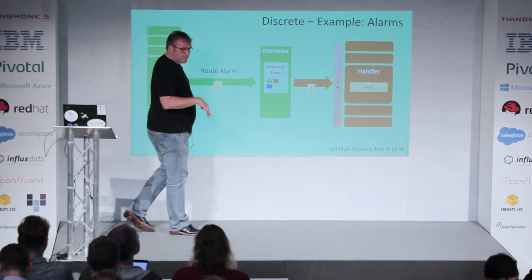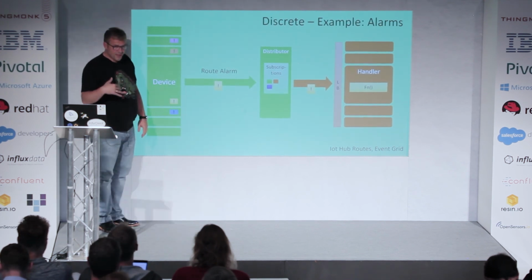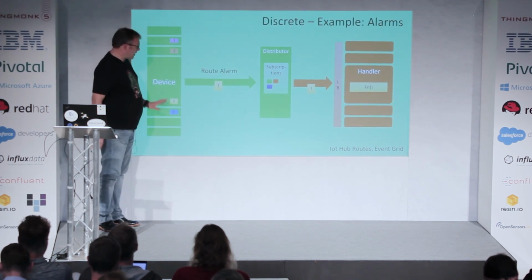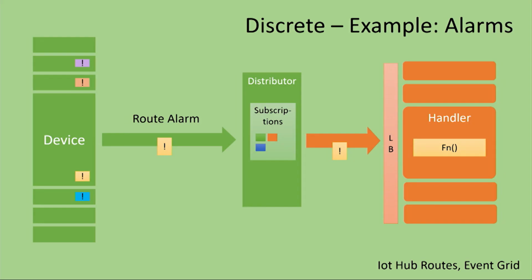An alarm from that device, a state change that needs to be reported out, you route that towards an event distributor. The event distributor has subscriptions where the subscriptions can now say, I'm interested in this kind of particular alarm, and those are hooked up to a particular handler and then get pushed out.